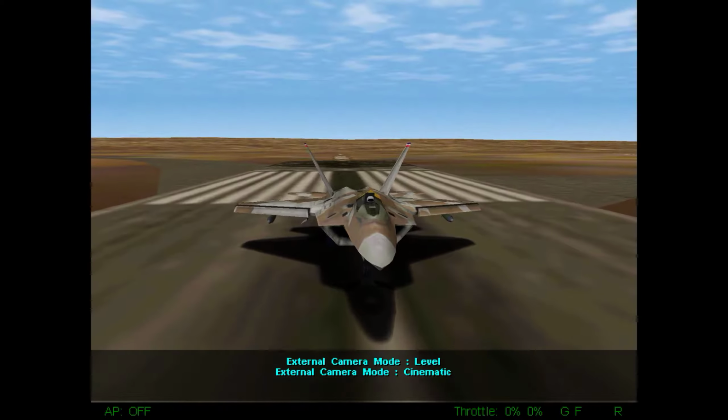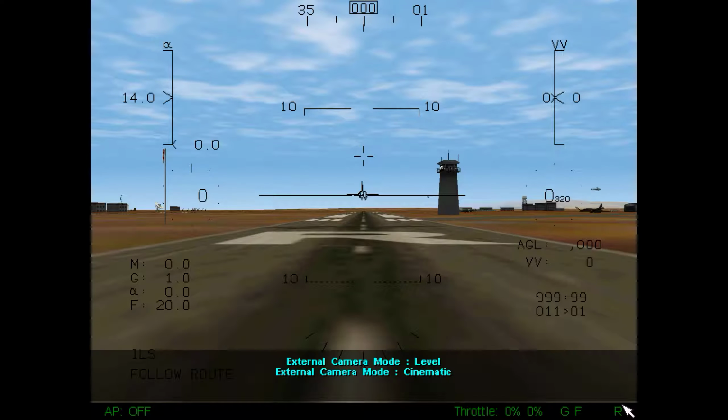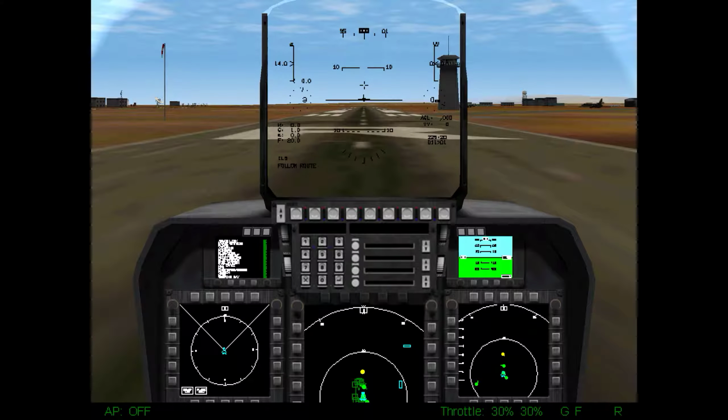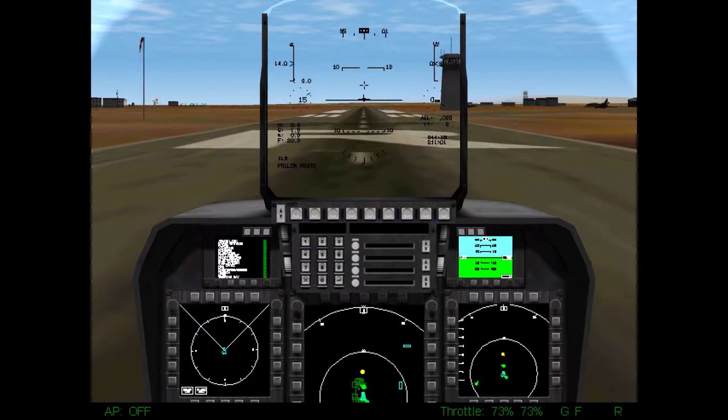Press the F2 key to select the HUD view. The dial on the left center of your HUD indicates your takeoff airspeed. We'll get into more detail once you're airborne. Now hit the backspace key to power up to full afterburner. Once you reach takeoff speed, pull back on the stick and get airborne.